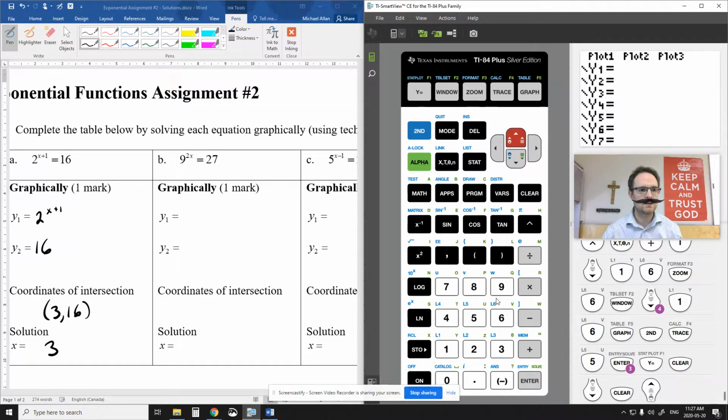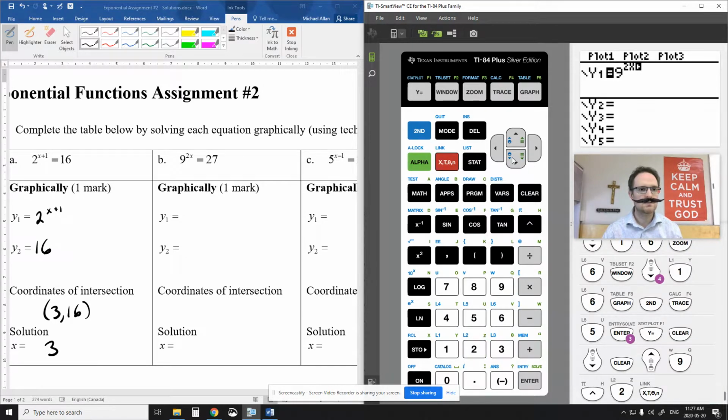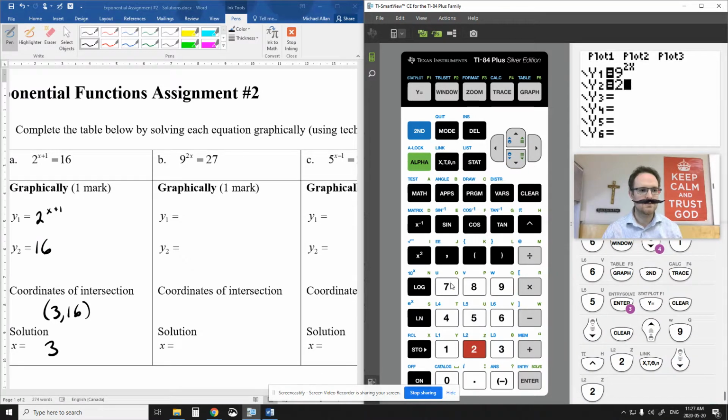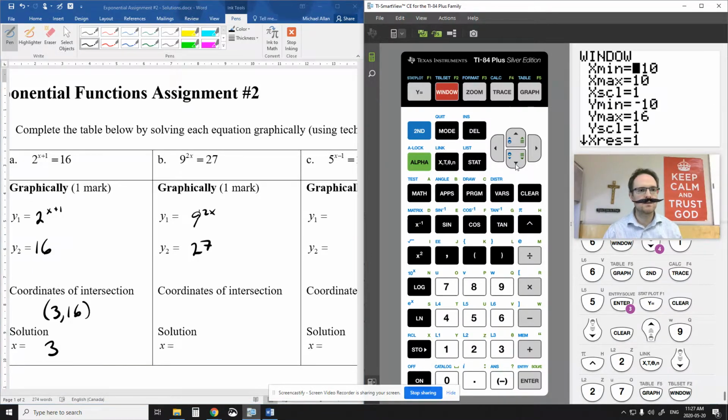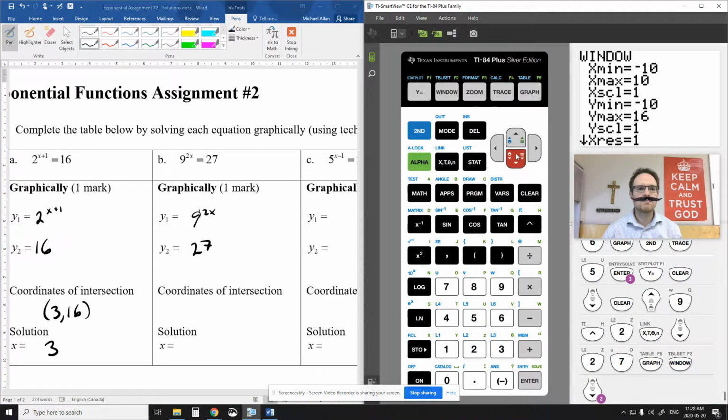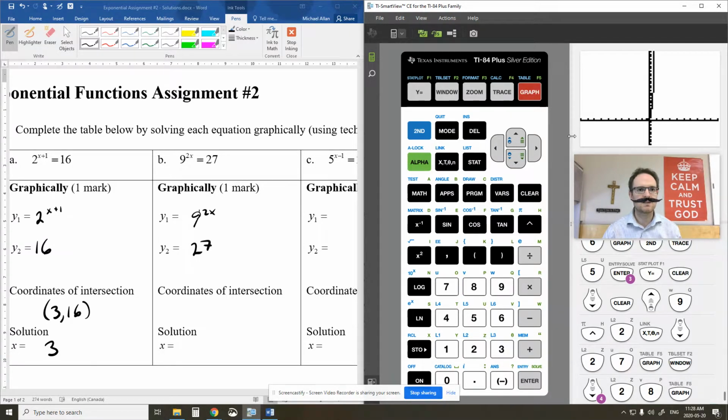Okay, so that's pretty much the way it is for all of these. So this one here, I'm going to have 9 to the power of 2x, and then I have 27. Now again, I'm going to graph this. Then you're going to realize that you can't see the 27 because the 27 is well beyond the graph. So I'm going to go to window, and make my y max at least 27. I'm just going to make it 28, a little bit higher, so at least I can see the intersection there.